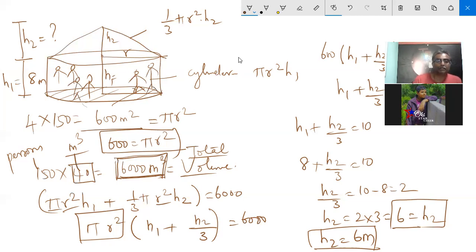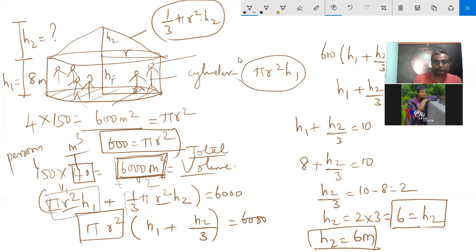That means, what is the total volume formula? This cylinder is pi r squared H1 and cone is 1/3 pi r squared H2. So we have found out total volume is 6,000. So the formula is V1 plus V2, this is V1, this is V2, is equal to 6,000. Substitute the values. Take pi r squared outside: H1 plus H2 by 3. Pi r squared you already found out is 600, correct? Yes, sir. So that's all. 6,000 by 600 will give you 10.